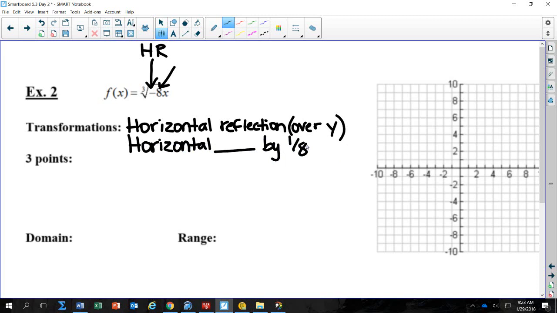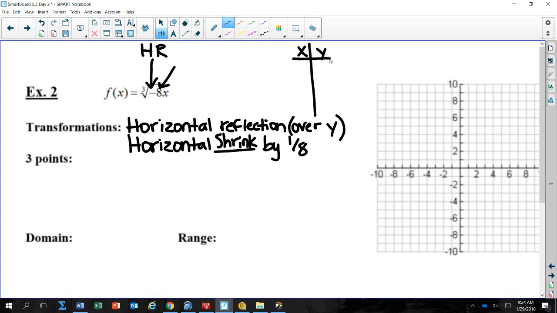So 1/8 is a number that's less than 1, but bigger than 0. Is that going to be a stretch or a shrink? Shrink, okay? If the reciprocal was bigger than 1, it would have been a stretch. And so it's a horizontal shrink by 1/8. All right, so now I'm doing my XY chart.